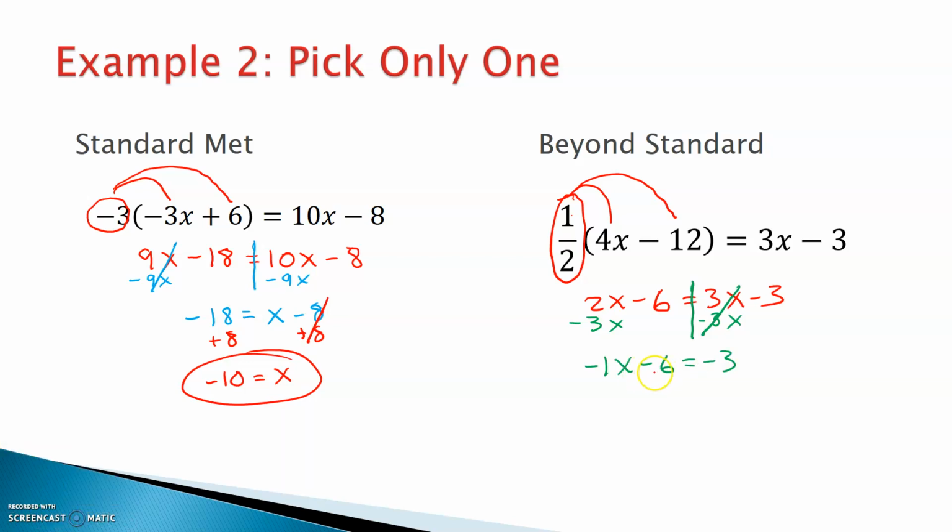All right. Let's go ahead and get rid of now the minus 6 by doing plus 6 to both sides. Those cancel out. I get negative 1x is equal to 6 and a minus 3 is 3. Last thing I have to do is get rid of that negative 1. Well, how do I get rid of that negative 1? I divide both sides by negative 1. X is equal to negative 3. All right. There we have it.